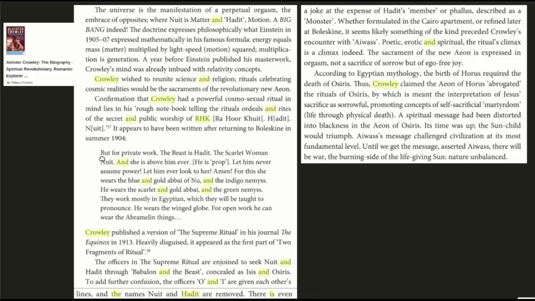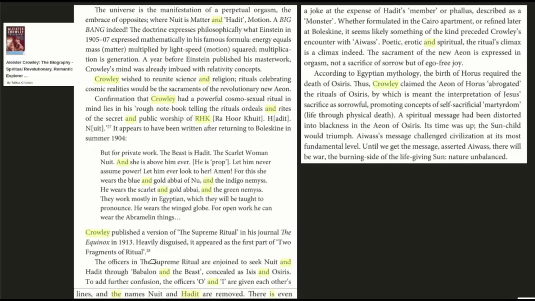Now, continues. But for private work, the beast is Hadit, the scarlet woman, Nuit, and she is above him, ever. Let him never assume power. Let him never look to her. Amen. For this she wears the blue and gold abai of Nu and the indigo nemes. If I mispronounce anything, sorry. He wears the scarlet and gold abai and the green nemes. They work mostly in Egyptian, which they will be taught to pronounce. He wears the winged globe, that's Hadit, of course. For open work, he can wear the Abramelin things.